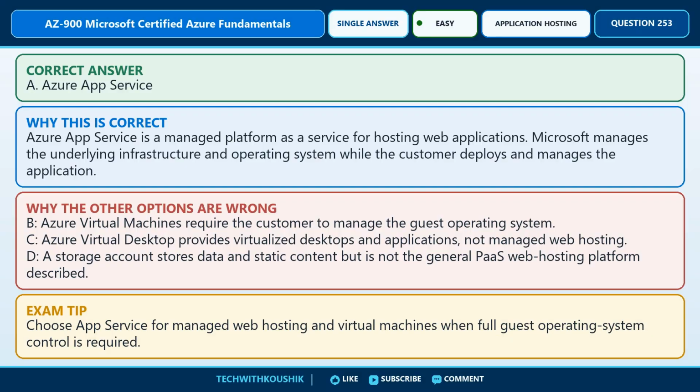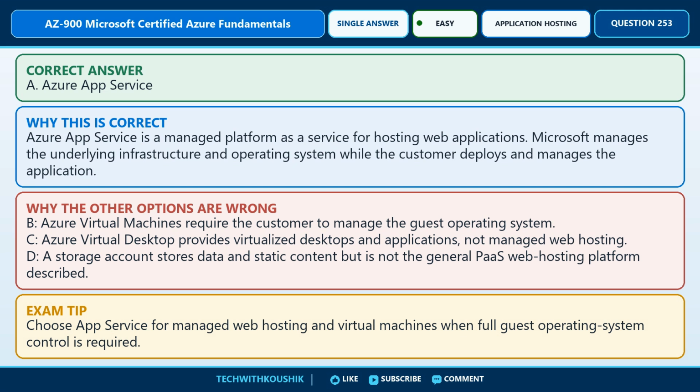In this case, choose option A, Azure App Service. This is the best choice because Azure App Service is a managed platform as a service for hosting web applications. Microsoft manages the underlying infrastructure and operating system while the customer deploys and manages the application.